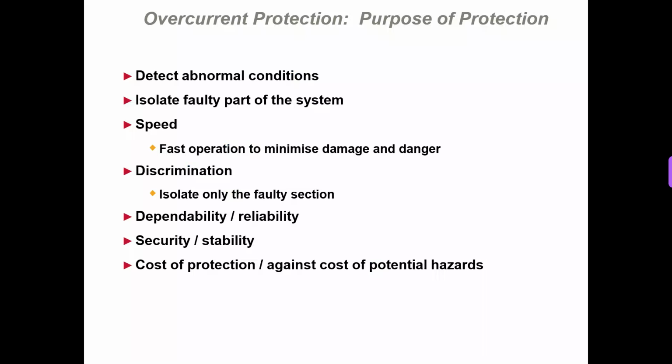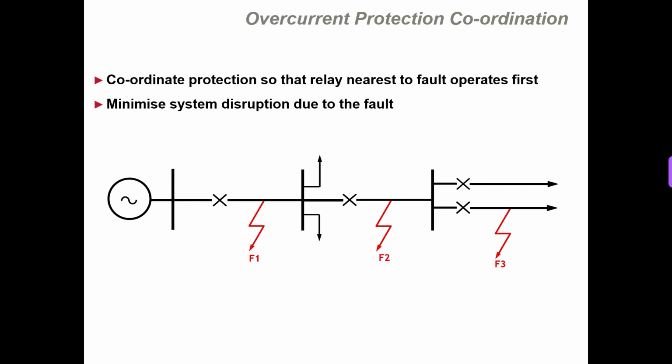Now, if you see this slide, the first two lines basically say that a protection system should detect abnormal conditions and isolate the faulty part of the system. That means now if you consider this portion of the power system with faults at different locations, for a fault at location F3, only this feeder should trip and all other feeders should remain in service. Similarly, for a fault at F2, only this feeder should trip and this should not trip. For example, a fault at F1 should trip this feeder and all the loads will be disturbed.